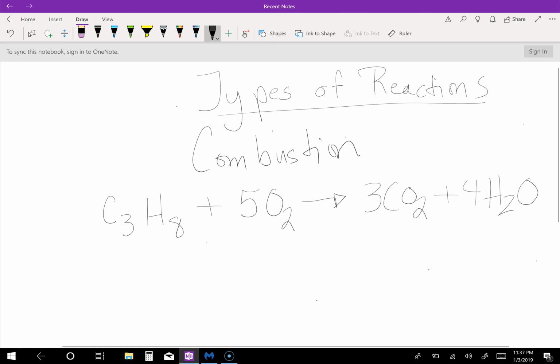The first thing that is always in a combustion reaction is a hydrocarbon. That is a compound made out of both hydrogen and carbon. In this case, C3H8 is our hydrocarbon: 3 carbons, 8 hydrogens. There will always also be oxygen present.